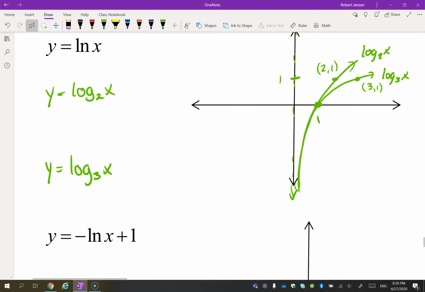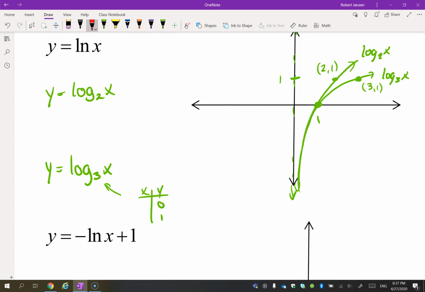If you're not quite sure how to do that, let's look at this one. If we say y is 0, then you'd have 0 equals log base 3 of x. So changing to exponential form, 3 to the power 0 is x. So x is 1 when y is 0. That's the x-intercept. If we take y as 1, then you get 3 to the power 1 is x. So when y is 1, x is 3. That's where this point comes from. Okay, hope that makes sense.